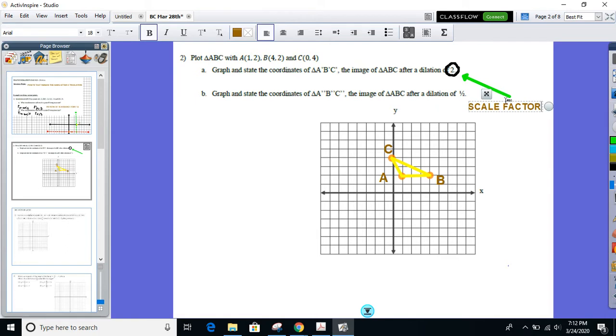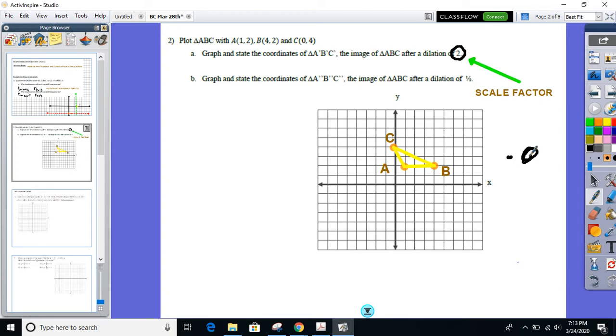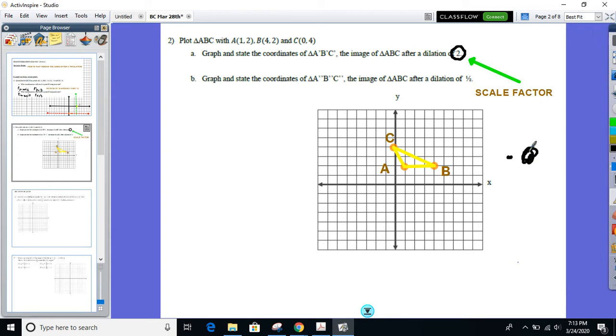What it also tells you is if that number is bigger than 1, each point is going to get further away from the origin. So A, B, and C all have a distance from the origin right now. In this case, the scale factor of 2 is going to double that distance away. All right. So the point itself does not get physically bigger, but it will increase its distance away from the origin. Now, if the scale factor is between 0 and 1, the points wouldn't be getting farther away, they'd be getting closer to the origin. All right, so if the scale factor is bigger than 1, the points get further away from the origin. If it's between 0 and 1, they get closer to the origin.